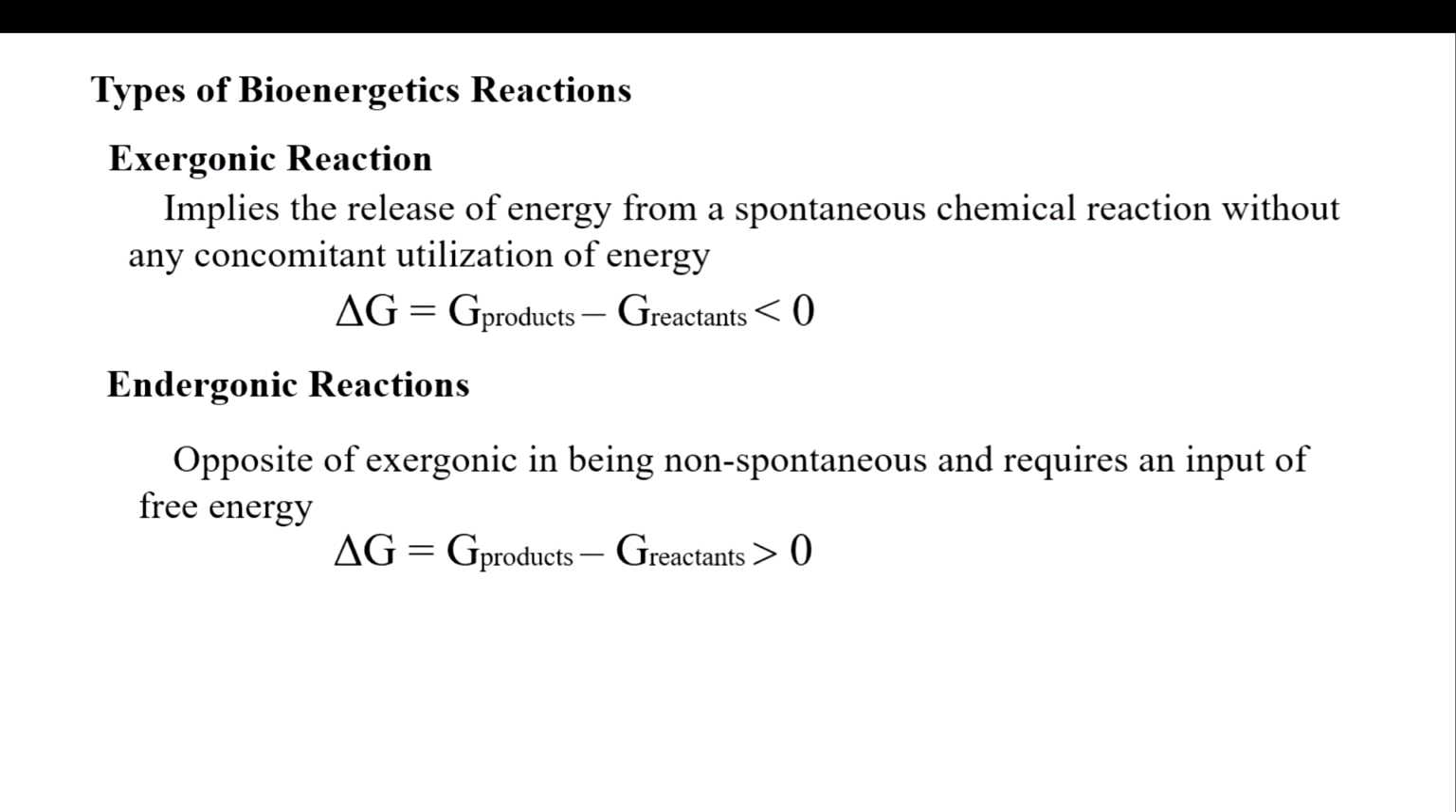Next is types of bioenergetic reactions. There are two different types of bioenergetic reactions: one is exergonic and the next one is endergonic reactions. What is the difference between exergonic and endergonic?